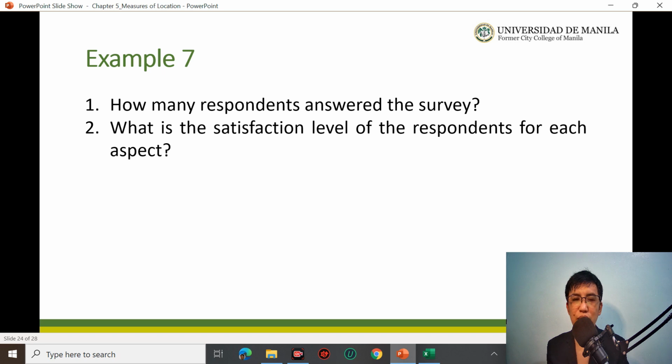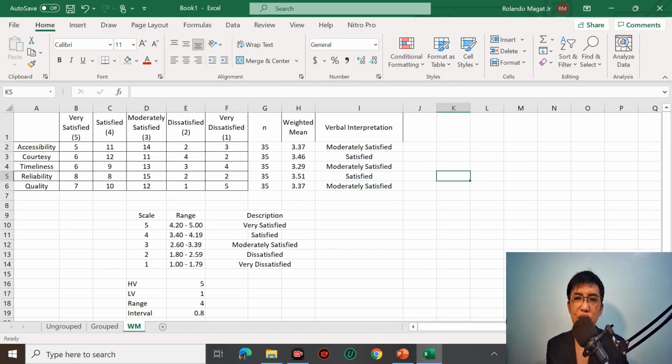Second question. Ang sabi doon, what is the satisfaction level of the respondents for each aspect? So, for each aspect, for accessibility, we can say that the respondents are moderately satisfied. For courtesy, they are satisfied. For timeliness, they are moderately satisfied. For reliability, they are satisfied. And for quality, they are moderately satisfied. Okay?